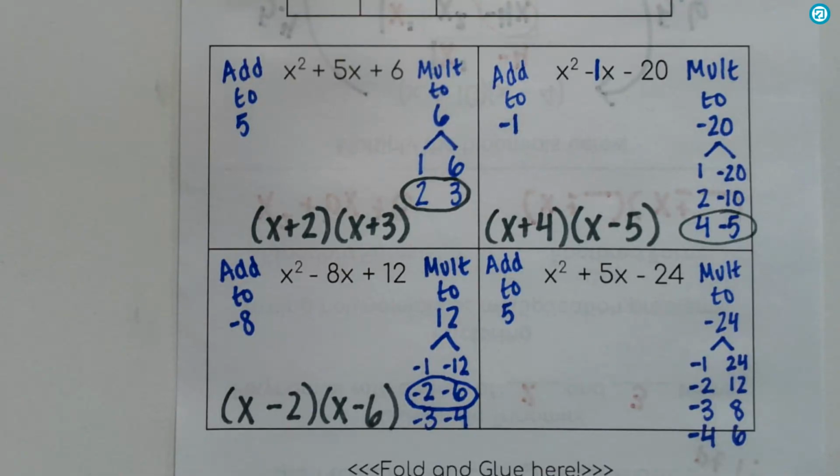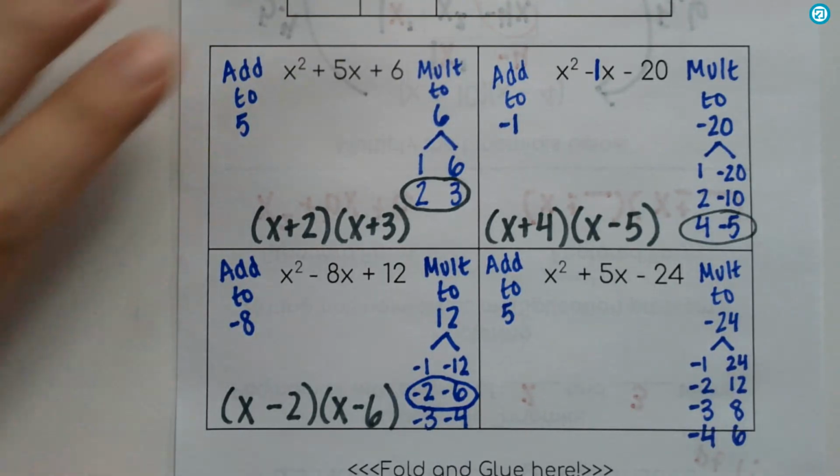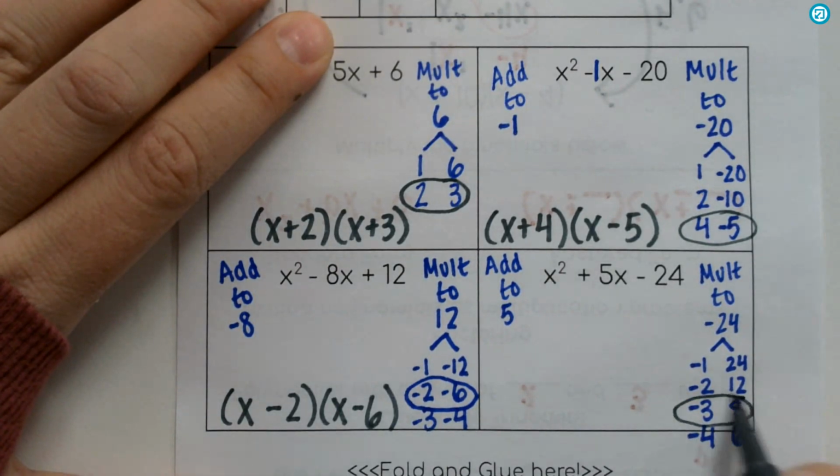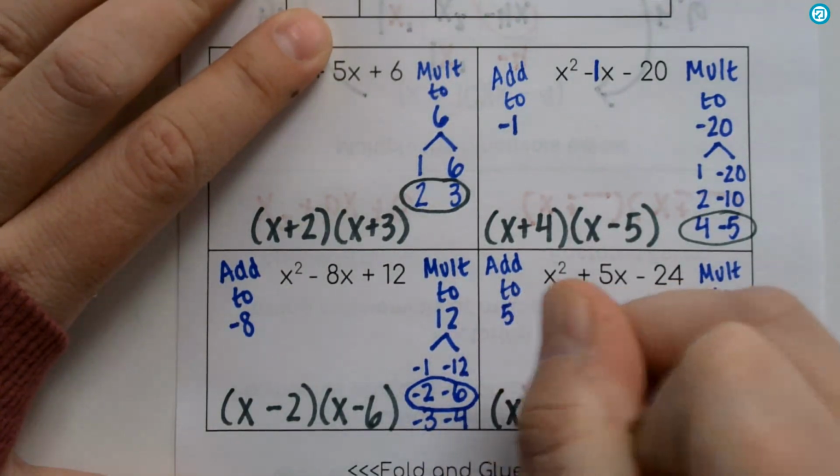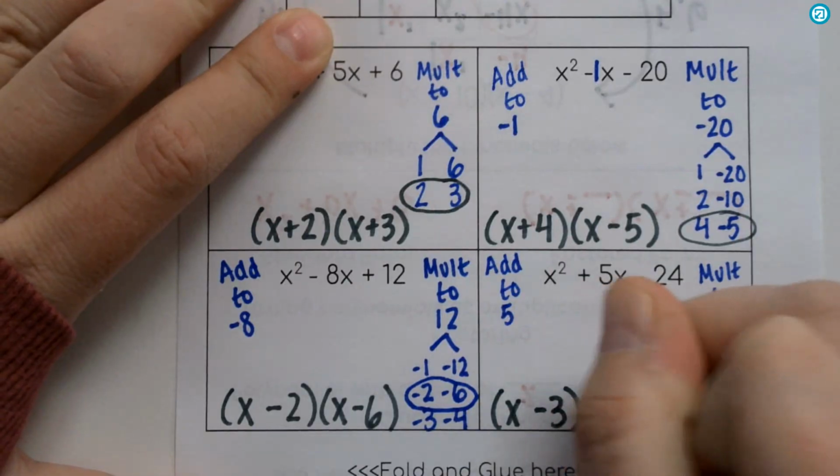Hey, which of those cool pairs adds to be positive 5? Negative 3 and 8. 8 minus 3 is 5, yep. So then my final answer on this one is x minus 3 and x plus 8.